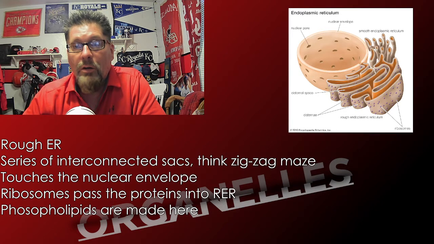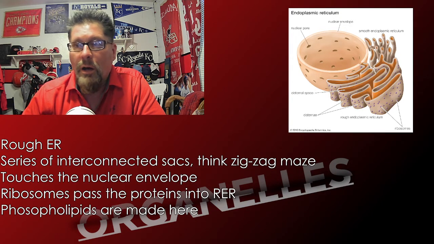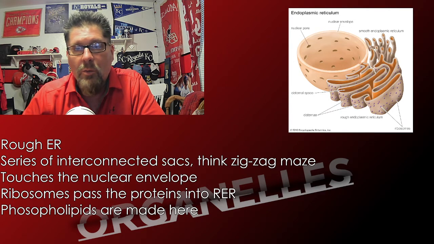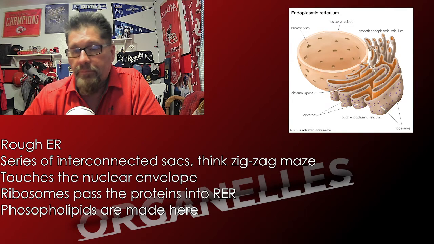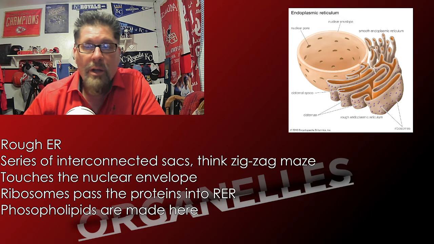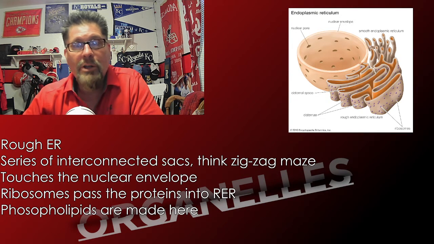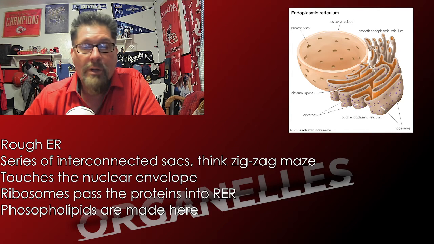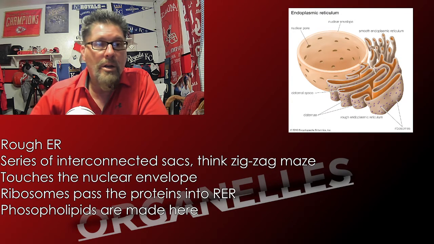Continuing with the rough ER, when you think about this structure, you want to think of a zigzag maze. You can see it over there in the picture beside me. As we mentioned a couple of times already, it's touching the nucleus. So the ribosome makes the protein, passes it into the RER, the rough ER, and then it processes through and heads on over to the Golgi. Something else to mention about the rough ER, it's also where phospholipids are made. We just talked about phospholipids in the plasma membrane, and they are made here.